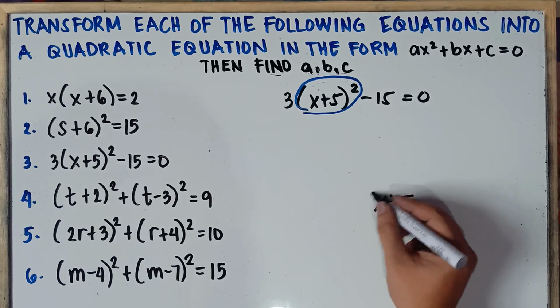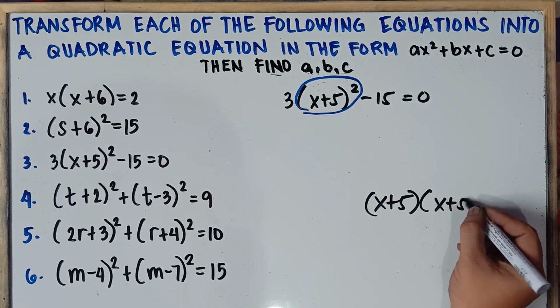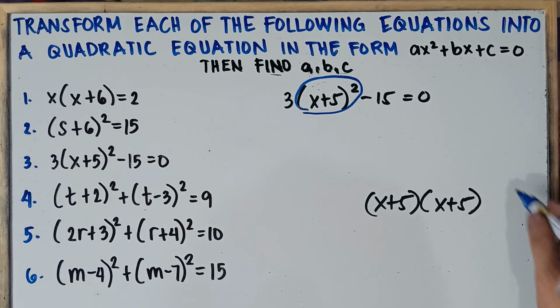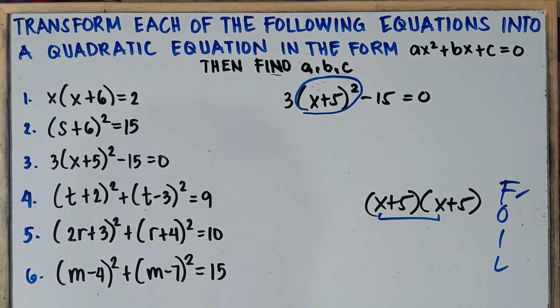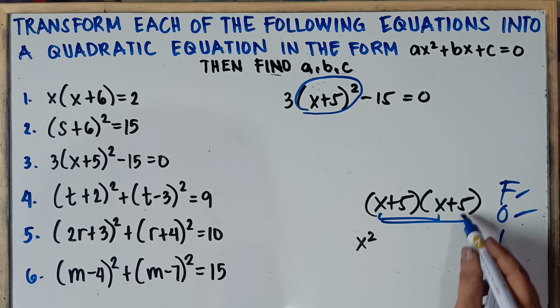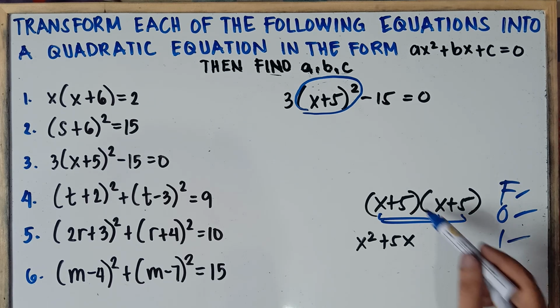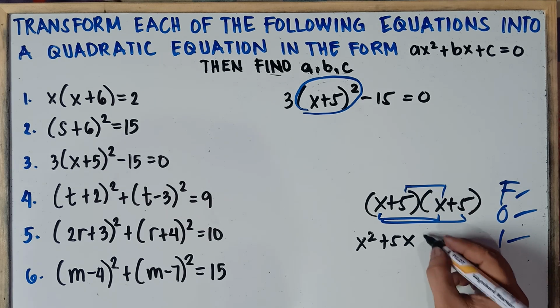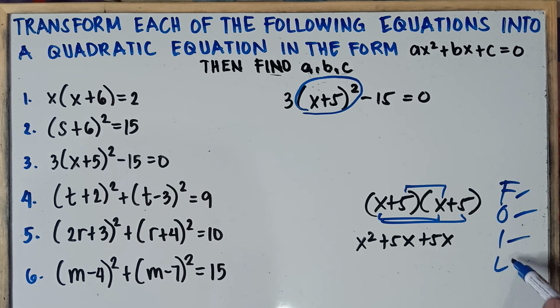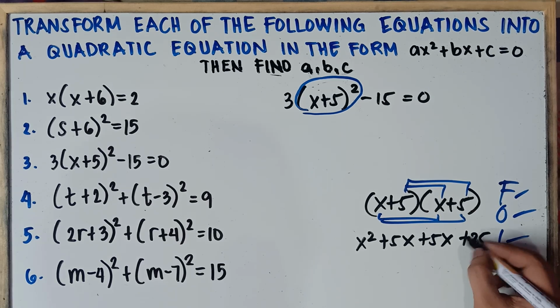So x plus 5 times x plus 5. And then simply do the FOIL method class. First, outer, inner, last. So first, x times x, that would be x squared. And then outer, x times positive 5, that's positive 5x. Inner, 5 times x, that's positive 5x. And then last, 5 times 5, that's positive 25.